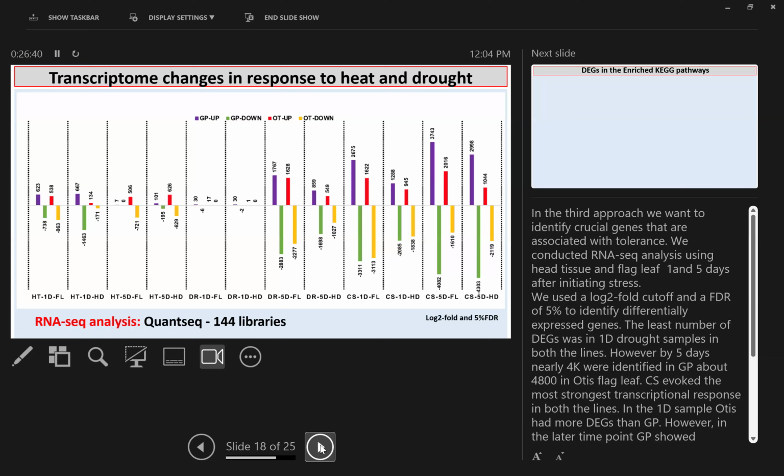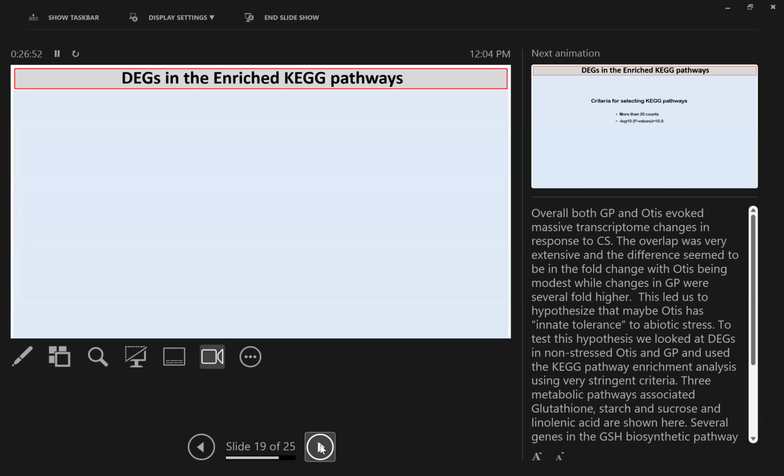We were in a very good situation to test this hypothesis because we have controls for every one of these tissue time points. So we had like 48 libraries from which we could take and look at this data step by step. And again, we did this using a pathway enrichment analysis, the KEGG pathway enrichment analysis, just to get an idea of is this hypothesis true?